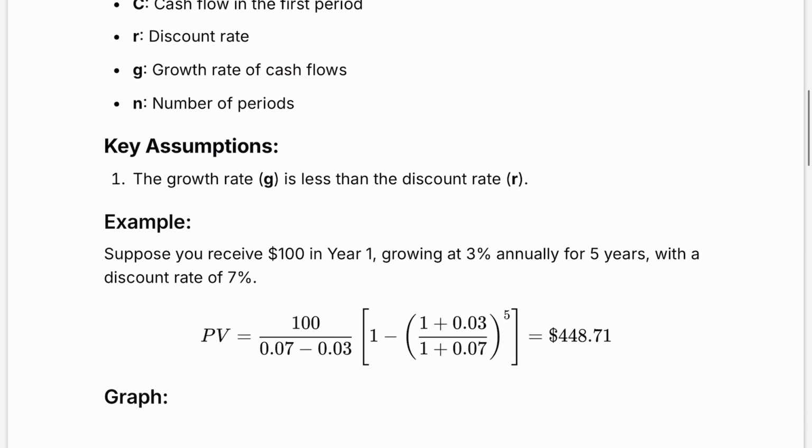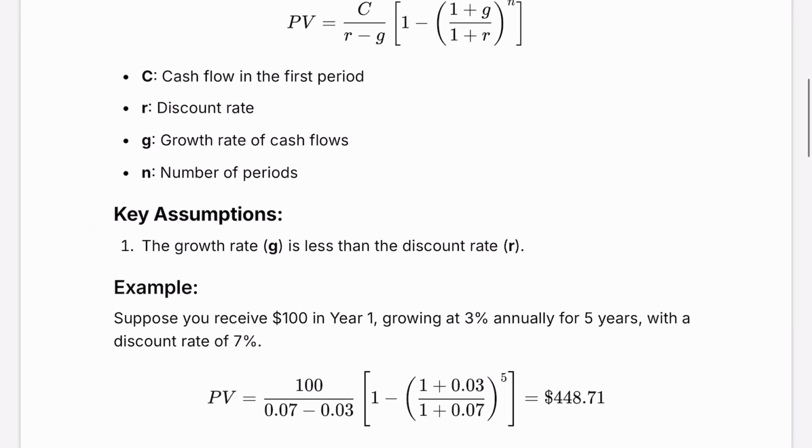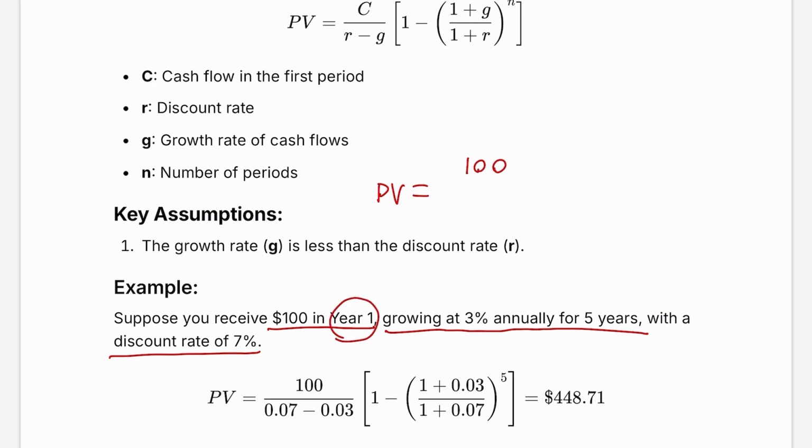Now let's have a look at an example. Suppose you receive $100 in year 1, growing at 3% annually for 5 years with discount rate of 7%. So instead of calculating each present value of future cash flow individually, you can directly plug these values into the formula. So present value is equal to cash flow 100 in year 1. Remember, it's in year 1. We shouldn't take some value in year 2 or in year 3. It's always in year 1.